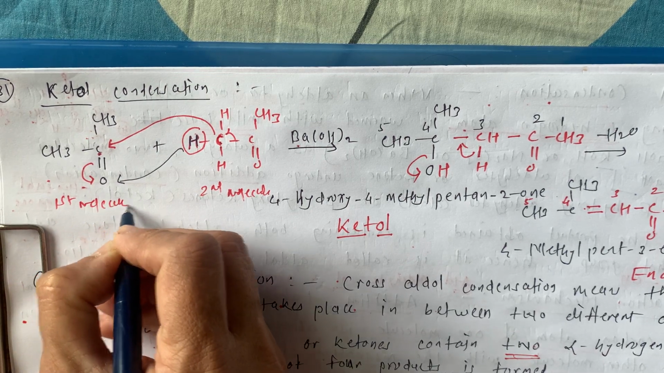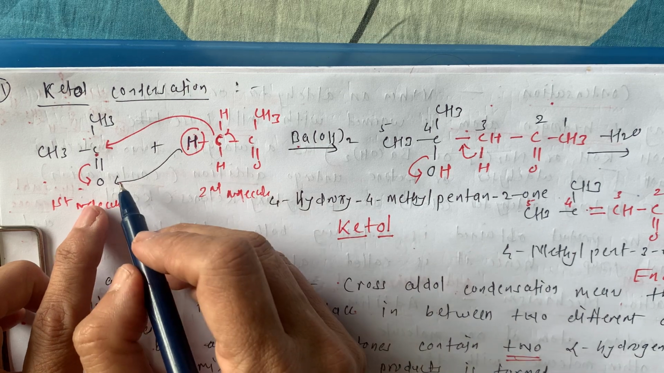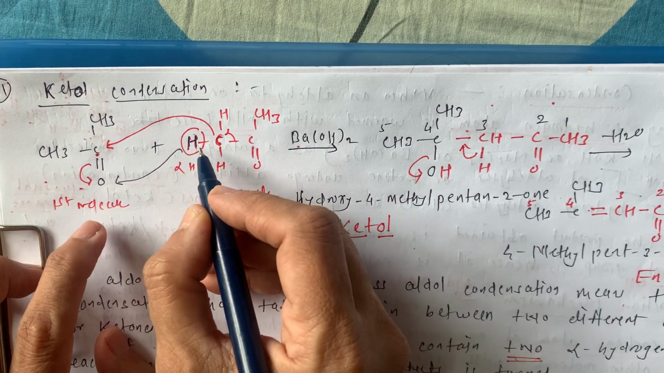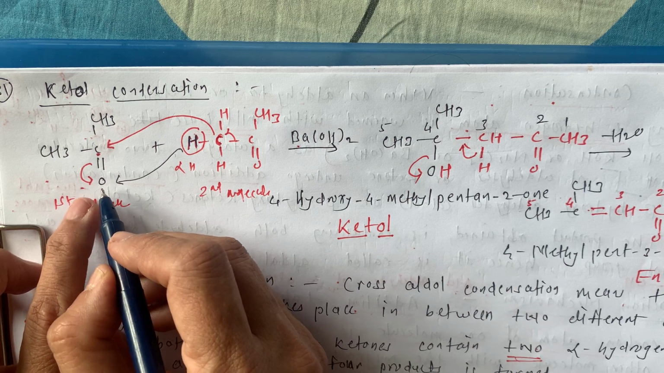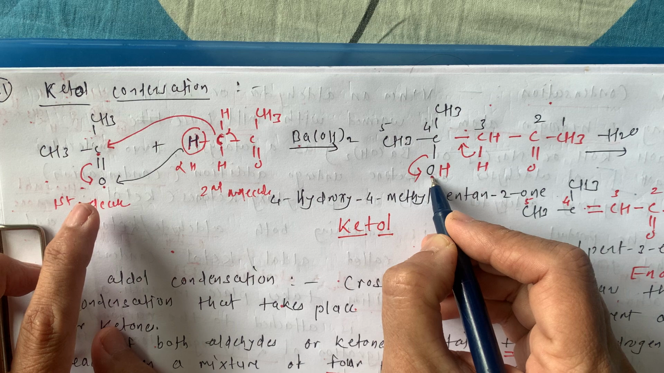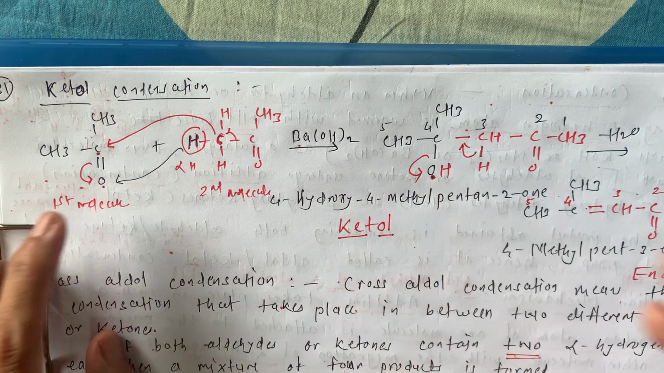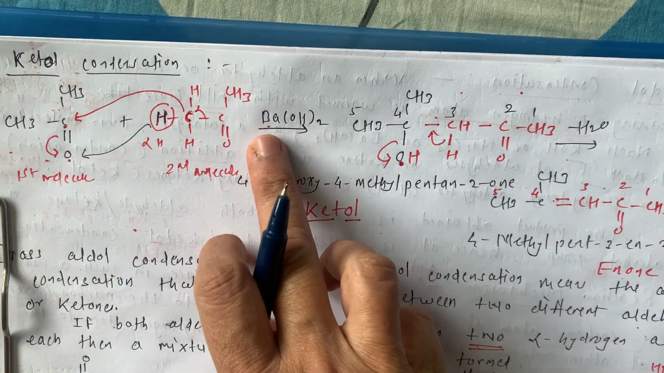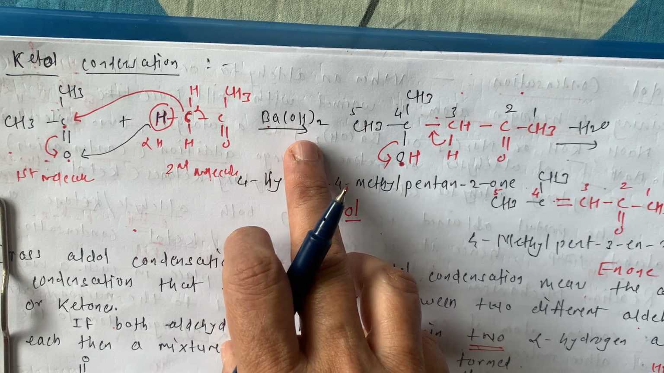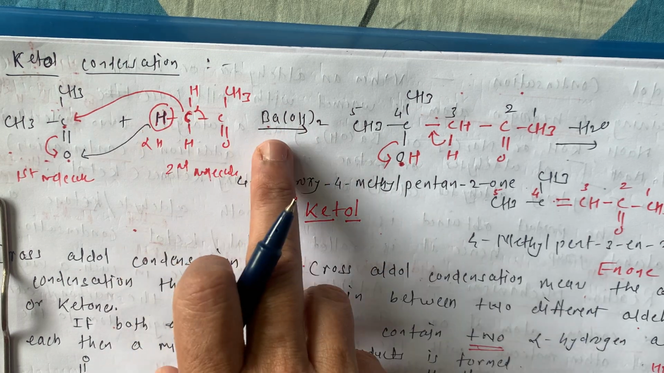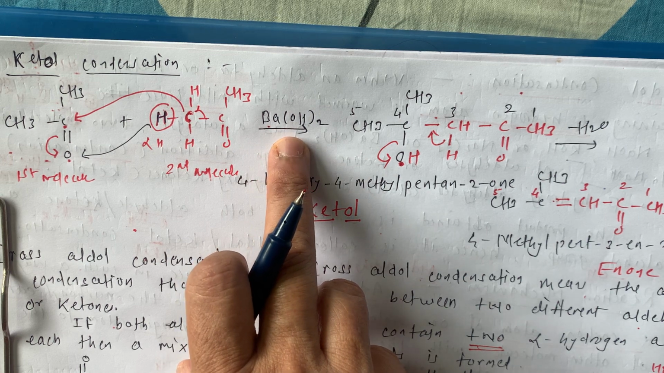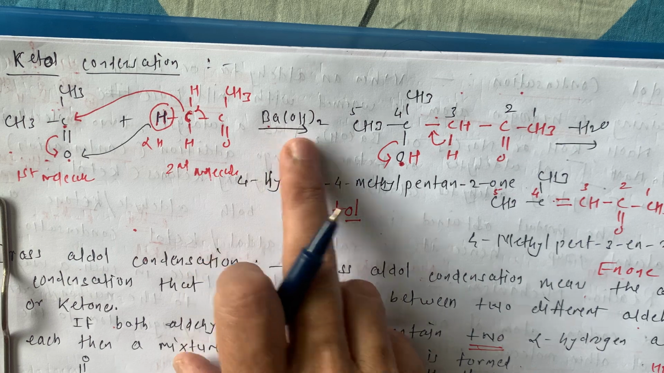Okay, so this is another molecule, and this alpha hydrogen is going to be abstracted by the carbonyl oxygen to form OH. And particularly in our textbook, it is given barium hydroxide, not dilute NaOH or dilute KOH. For the ketone condensation they use barium hydroxide. Please remember this thing.